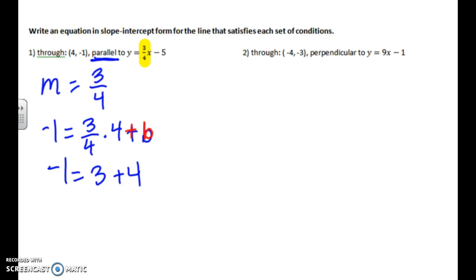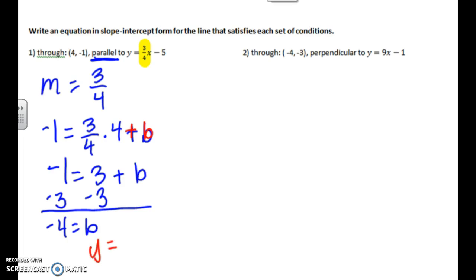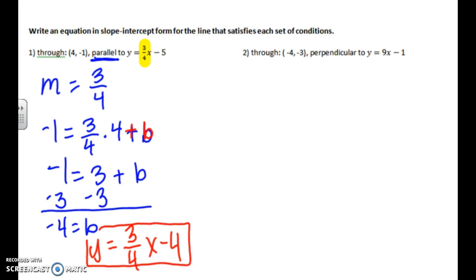and then solve it. Oops, I put plus 4. And then by solving it, I mean you're going to subtract this 3. So that leaves you with the equation y equals 3/4 x minus 4, and that's in slope-intercept form. And you notice that the slopes are the same, and then you can move on.